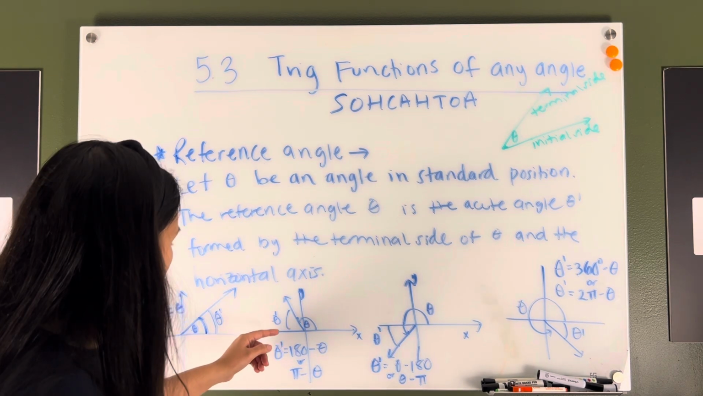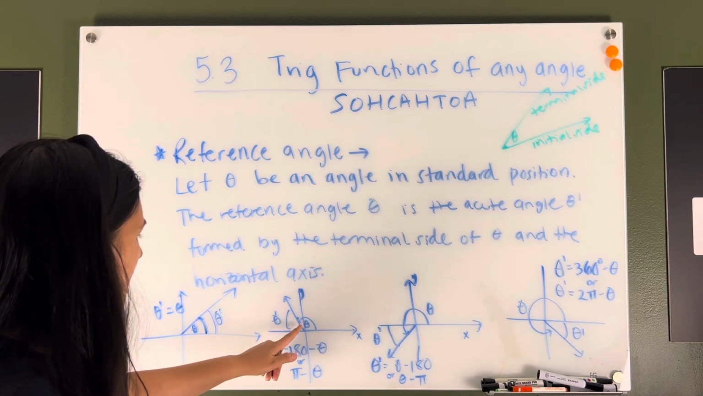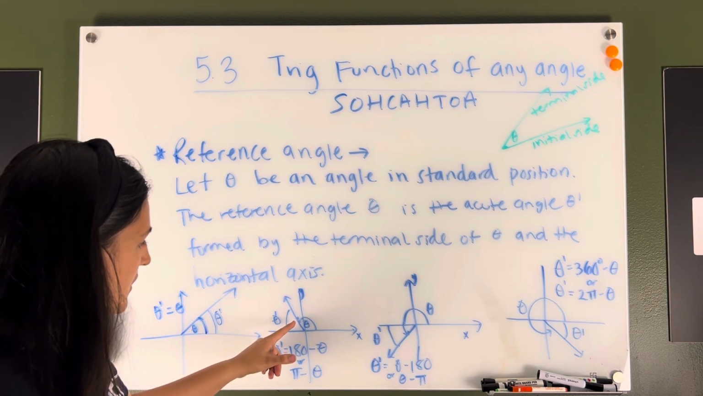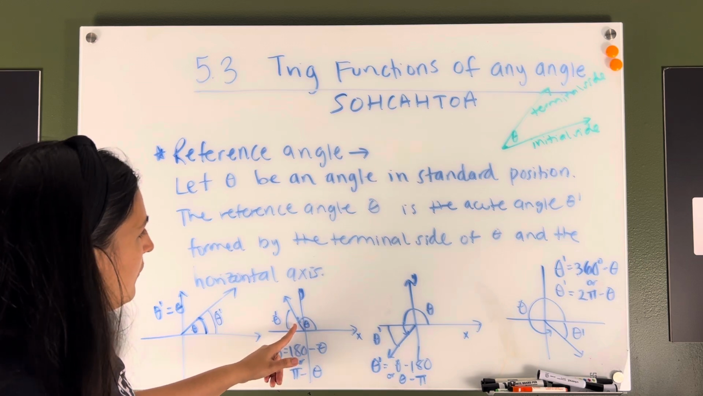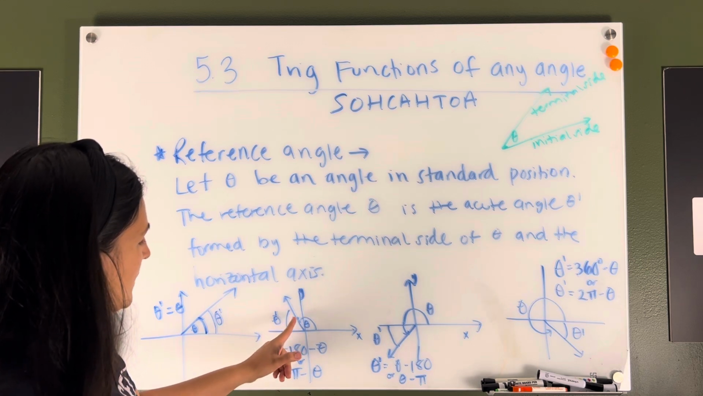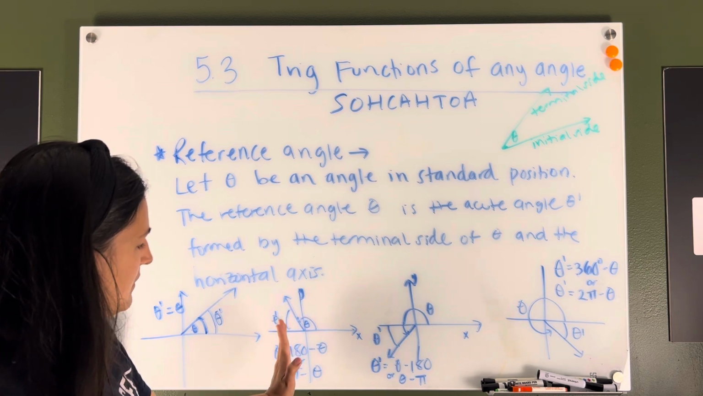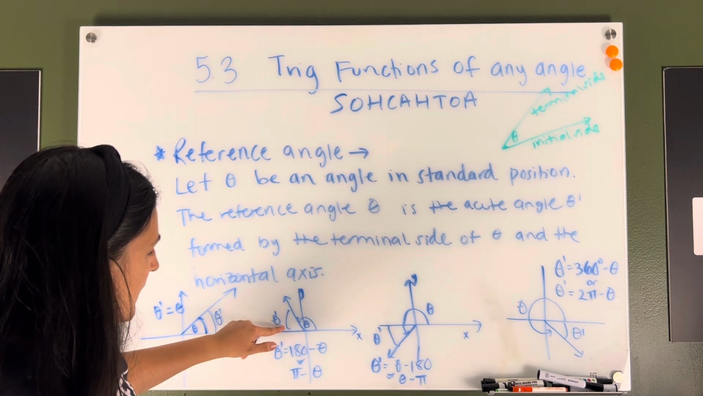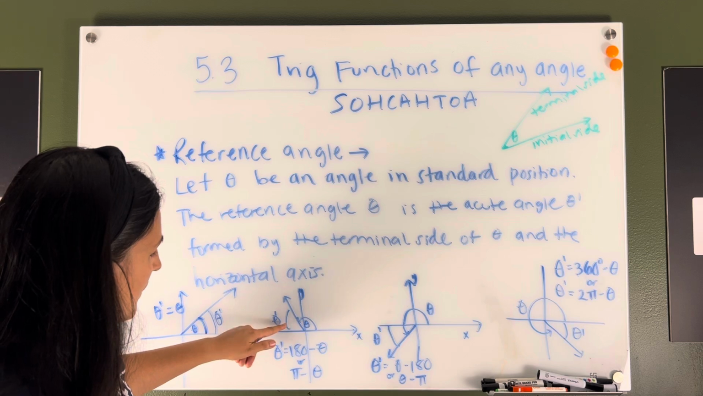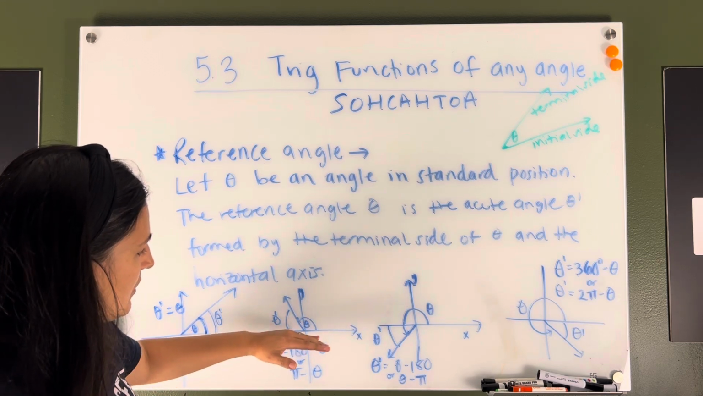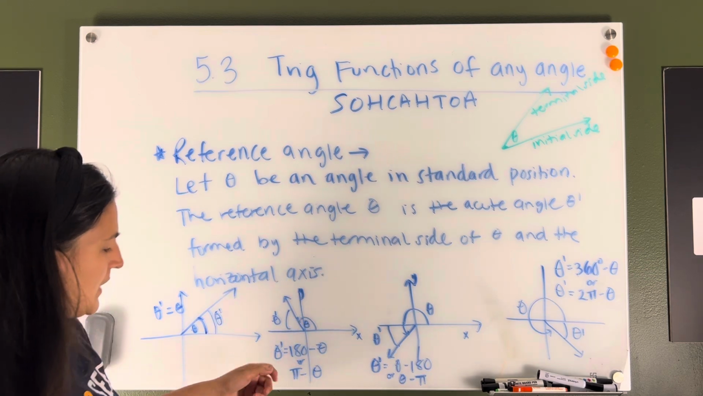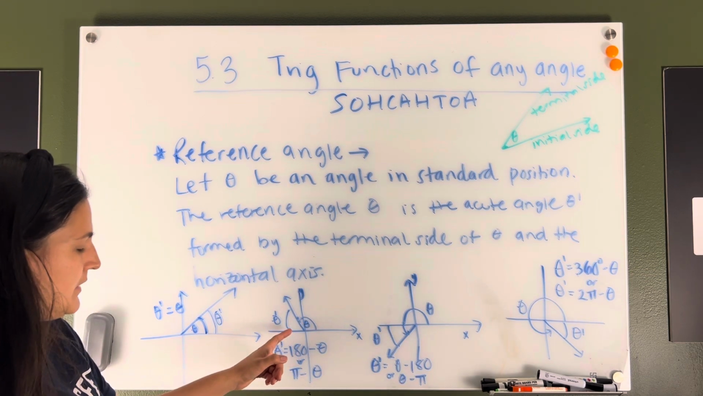Over here, let's see what happens. If this is theta, what would be the reference angle? The reference angle would be the acute angle, which is this one, formed between the terminal side, the ending ray of the angle, and the horizontal axis. That would be this angle right here, theta prime. How can we get it? Well, as you can see, it would be 180 degrees, which is the whole line, minus this theta. If you have radians, it would be pi minus theta.